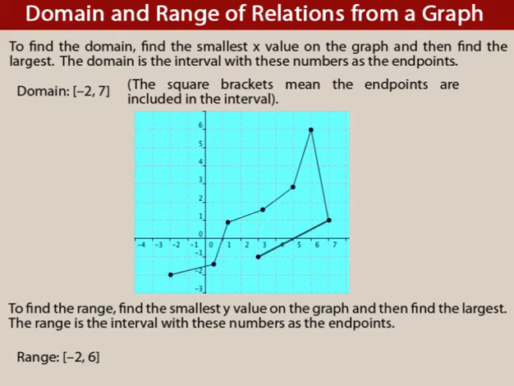You should know how to get the domain and range of a relation from a graph. To find the domain, find the smallest x value, and then find the largest. The domain is the interval with these 2 numbers as the endpoints. So the smallest x value there is -2, the largest is 7, and so the domain is -2 to 7. To find the range, find the smallest y value on the graph, and then find the largest. Range is the interval with these 2 numbers as the endpoints. So the range on this graph is -2 to 6.